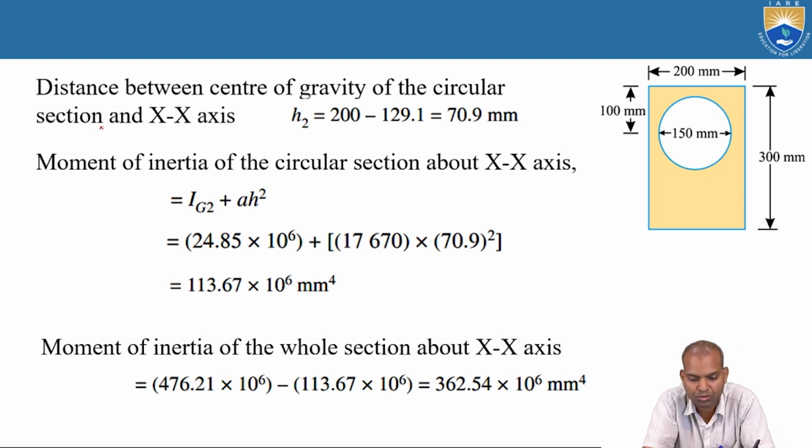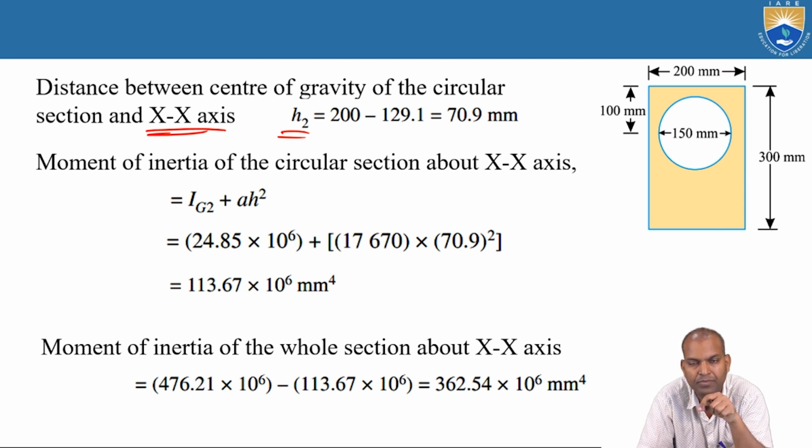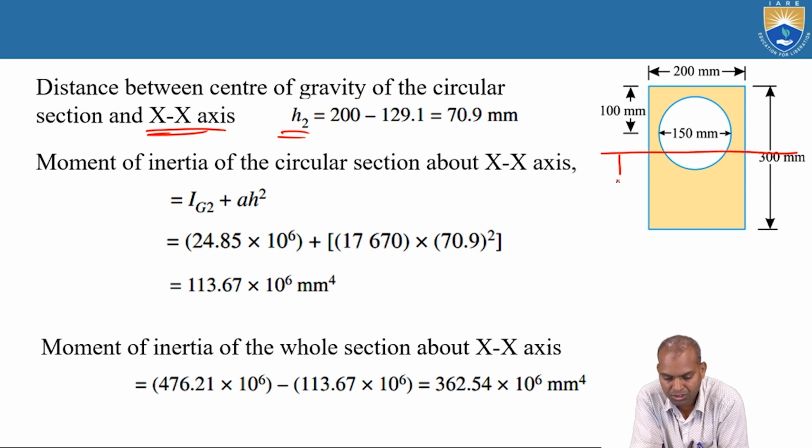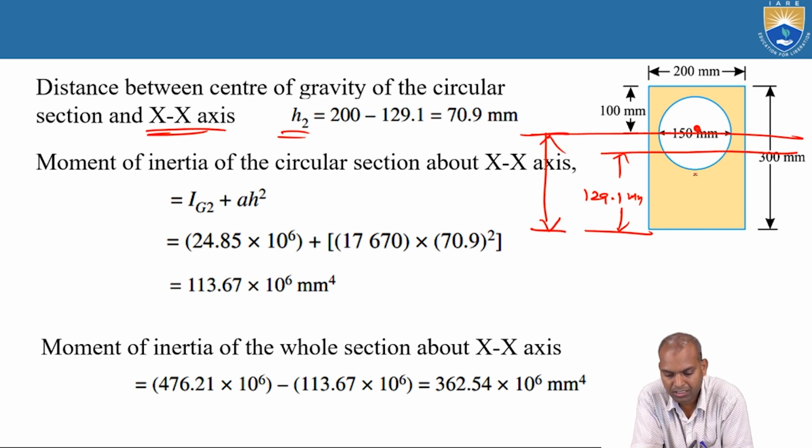Now what about H2? The distance between the center of gravity of the section and its x axis. Very, very important here. This H2 is the distance between the center of gravity of the circular section and its x axis. This x axis is at a distance of 129.1 millimeters. What about the center of gravity of the section? From here, what is this distance? That is 300 minus 100, that is 200 millimeters.